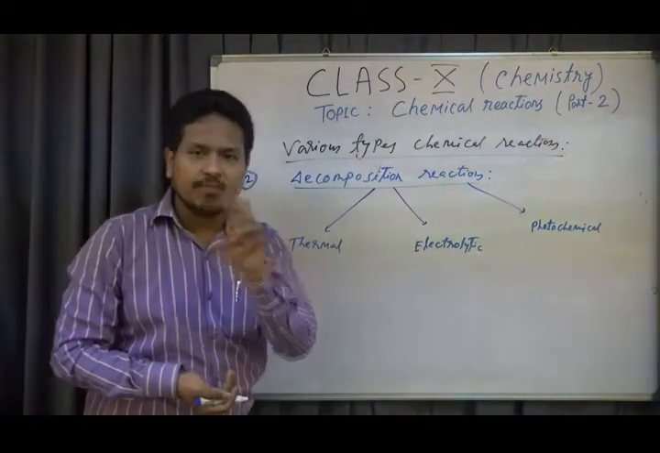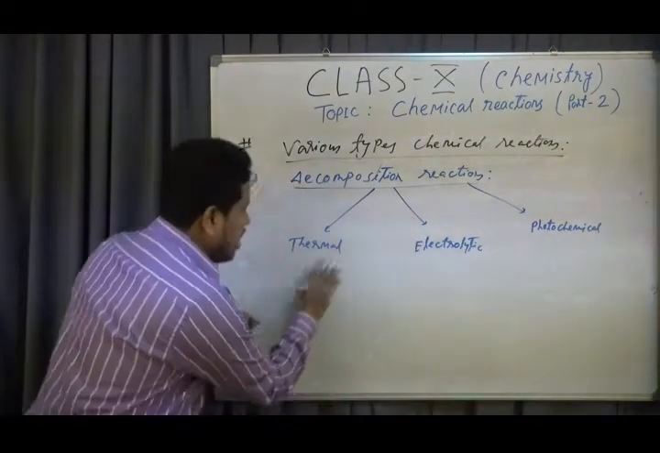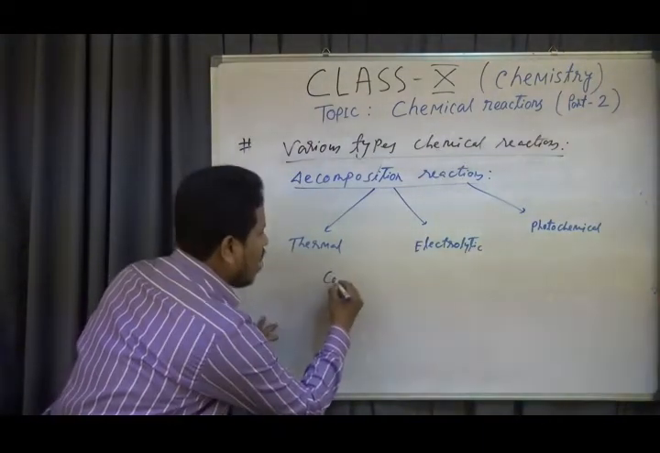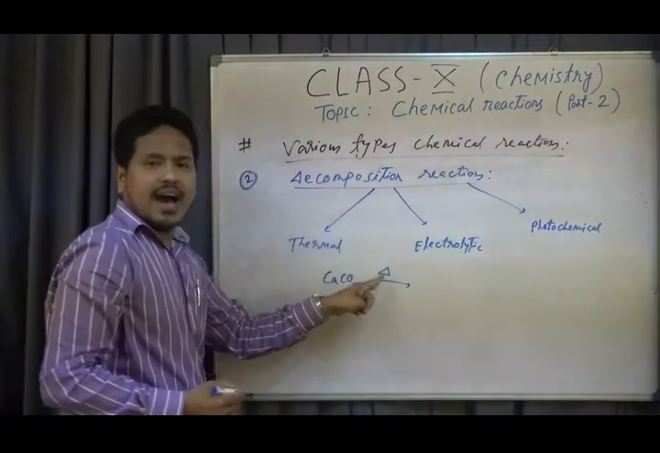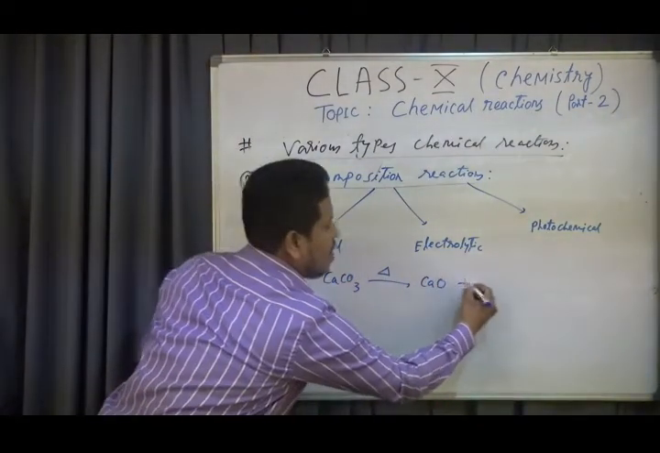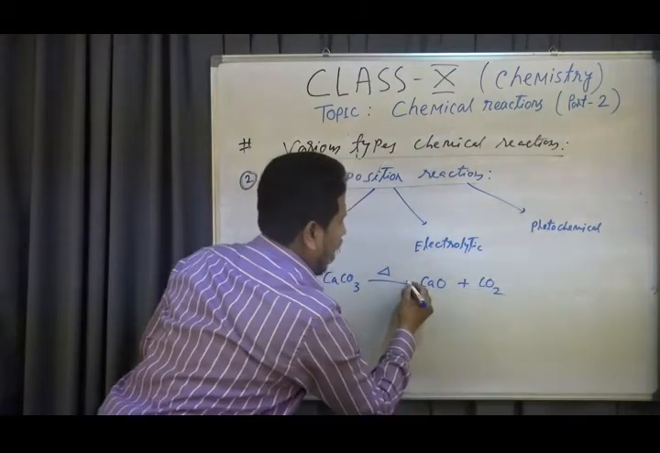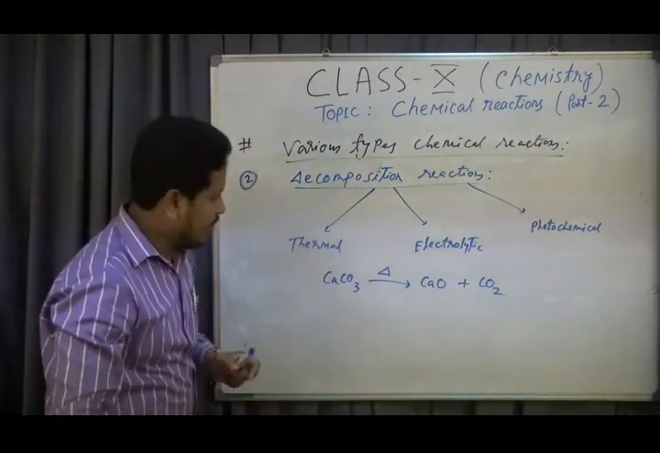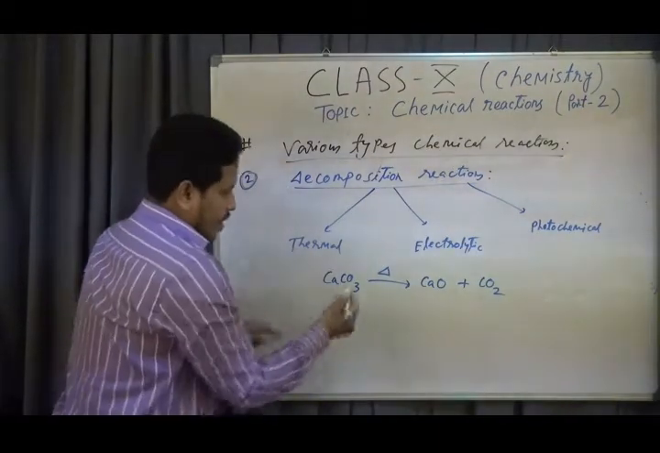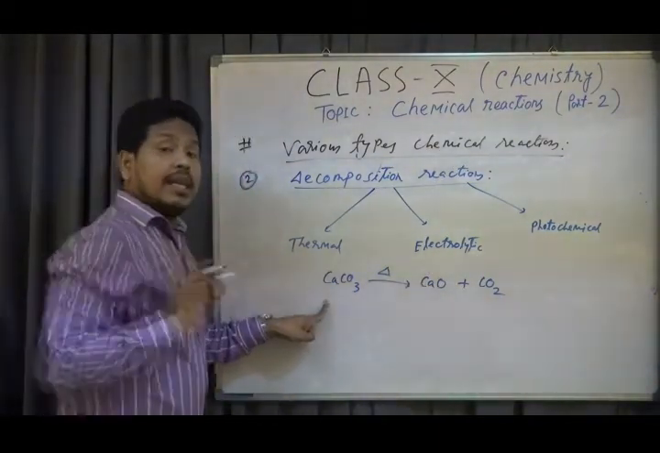Example, I am giving 3 examples for each. Look at this. Thermal decomposition already given just now. Calcium carbonate on heating. Heating means thermally done. Decomposes to give calcium oxide plus carbon dioxide. This is thermal decomposition reaction. Okay? Write down. I am writing this. Thermal is over. Okay. Next, electrolytic decomposition by passing electricity.